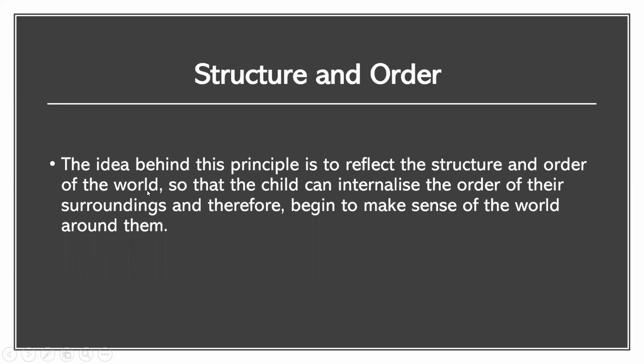Okay. Our next component is structure and order. The idea behind this principle is to reflect the structure and the order of the world, so that the child can internalize the order of their surroundings and therefore begin to make sense of the world around them. Order and stability are vital to a child's sense of well-being. Children depend a great deal on external order in the environment to support the development of an emerging internal mental order. For this reason, children in a Montessori classroom need an ordered, predictable environment from which they can derive meaning, so they're able to build knowledge and understanding of the world and their place in it.